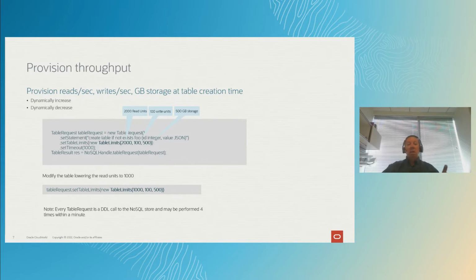Now, later on down the road, some other point in time in your application, you go, hey, I might be having a lull or having a low period. Then you can go ahead and reduce one of your provisioned units. In this case, we'll just reduce the read units down to 1,000. You use the exact same table request call. This time we don't need the set statement, right? Because the table's already created. Presumably we've been using it for a while. So it's the exact same call, except just with the set table limits subclause. And then I do want to mention that this is a DDL call from the perspective of NoSQL, and you can only perform 4 of those in a minute.